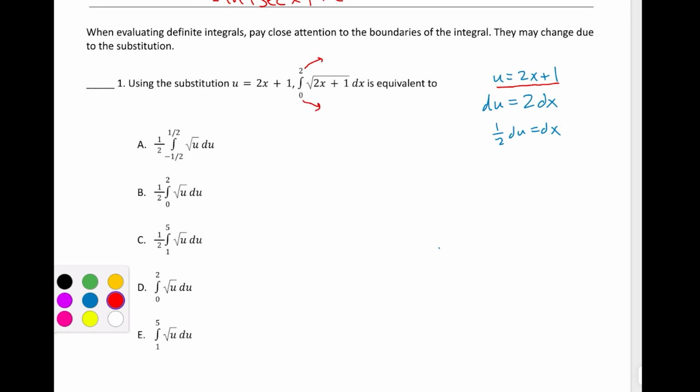So to find the new upper bound in terms of u, we've got to say, okay, well, that's going to be 2 times 2 plus 1. I'm substituting that into this equation here, right, to find, given any x value, what the corresponding u value should be. The same thing with the bottom boundary. We want to convert that to a u.